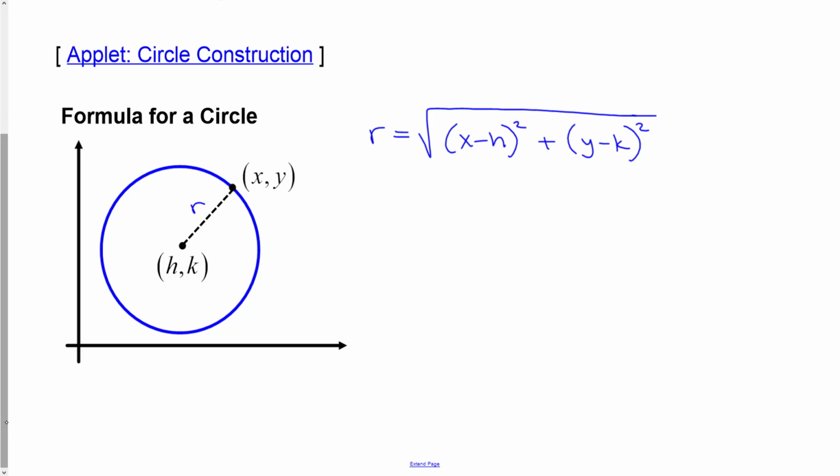Or instead of expressing it this way, generally the standard equation for a circle is written as (x minus h) quantity squared plus (y minus k) quantity squared equals r squared. And there's the general form of a circle. Now, let's move on to parabolas.